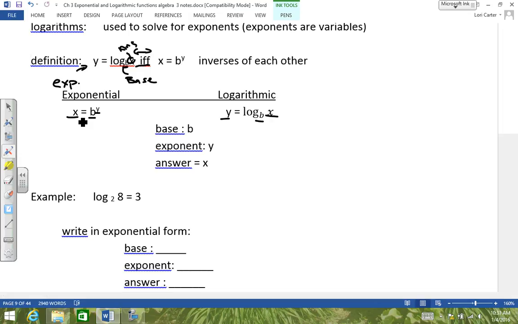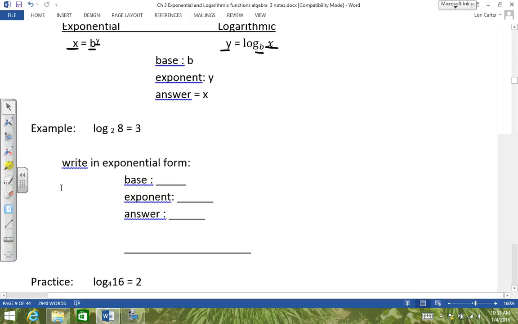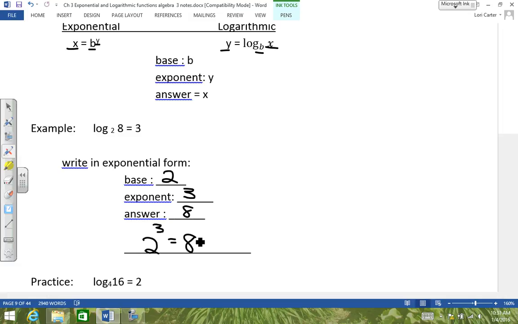So when you look here, log base 2 of 8 equals 3. What's the base? 2. What's the exponent? 3. The answer is 8. That means 2 to the third equals 8.